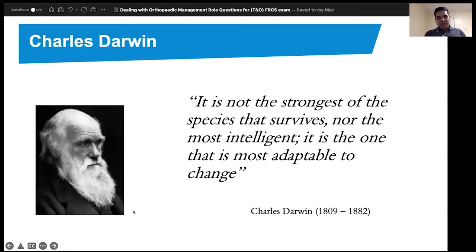In any management, if you start to change anything in your institution, whether something is wrong or something is good but you need it to be better, the most important thing is to be adaptive to change. That's why Charles Darwin said the species that survives is not the strongest, nor the most intelligent, but the one that is most adaptable to change.